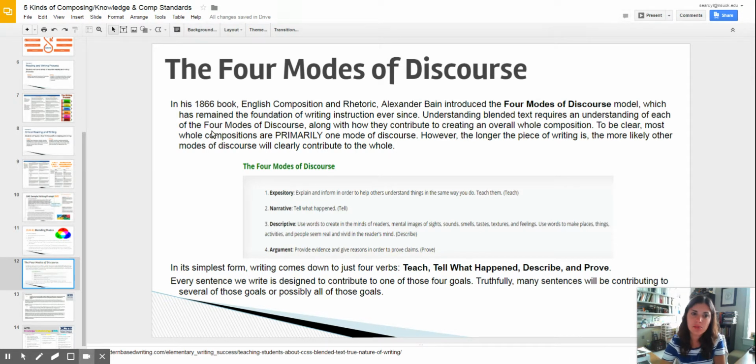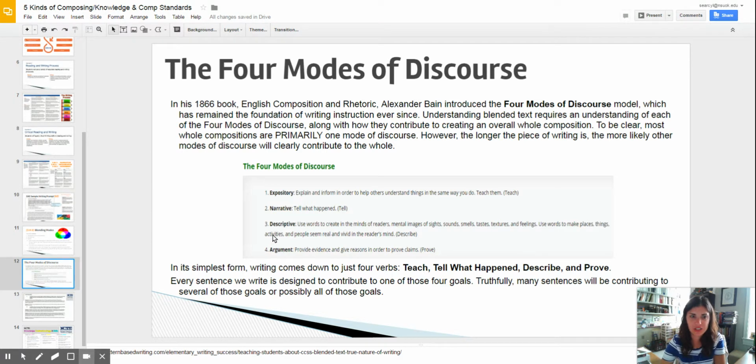And he says that even though most compositions primarily deal with just one mode, the longer the piece of writing, the more likely you will integrate more modes of discourse into the whole. And then he takes these 4 modes and he assigns verbs to them. So essentially, every time we write, our goal is to teach, to tell what happened, to describe, and prove. And that is our goal as a writer. That is our goal as a teacher.